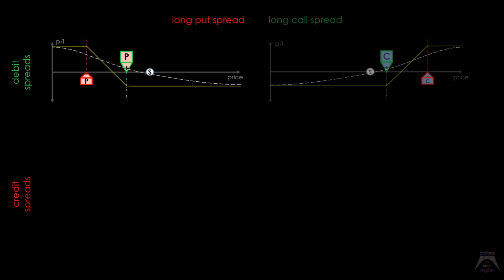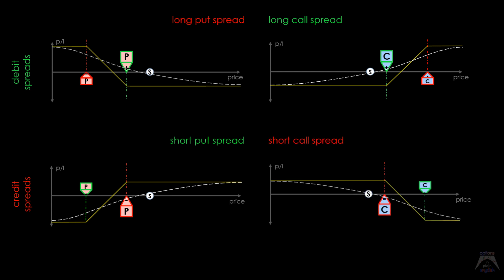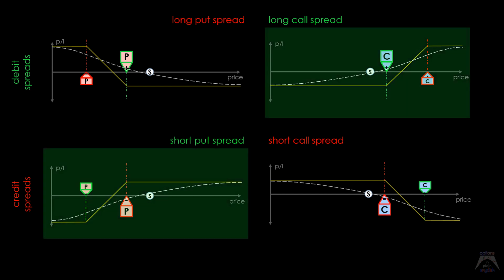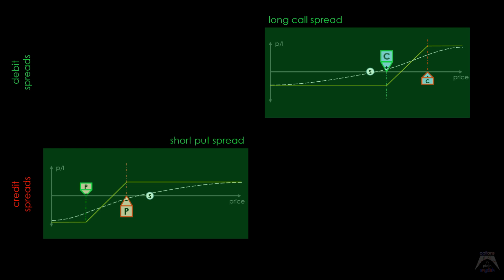This means that you can have a long put spread and a long call spread as debit spreads, and also a short put spread and a short call spread as credit spreads. Notice here how in all these spreads, both options are out of the money when we initiate them. We can easily see which one of these strategies are bullish and which ones are bearish. We're going to focus on both bullish strategies now, long call spreads and short put spreads.